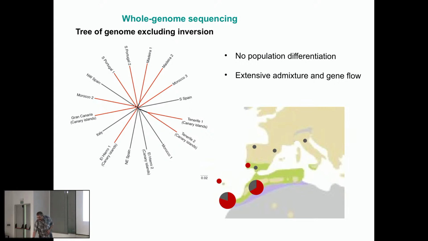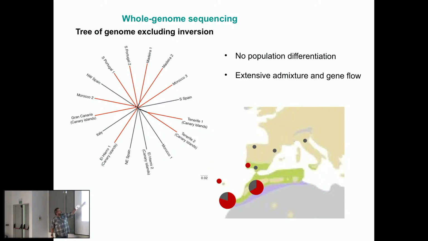I told you that we had the complete genome of 16 birds: 10 with the inversion, red lines, and 6 without the inversion. If we ignore the inversion and look at the rest of the genome and try to make a phylogenetic tree, this is what we get: nothing. We do not see any clusters. This shows that looking at the overall genome differentiation, excluding this fragment, there is no structure at all.